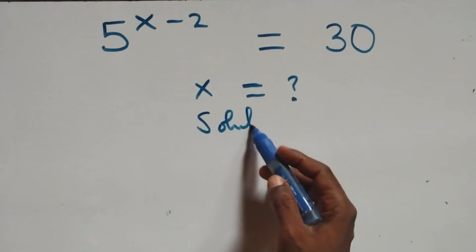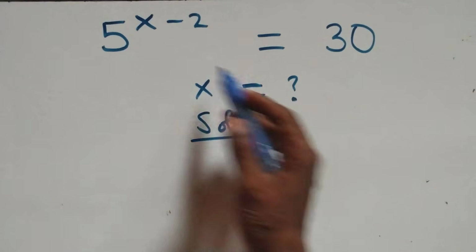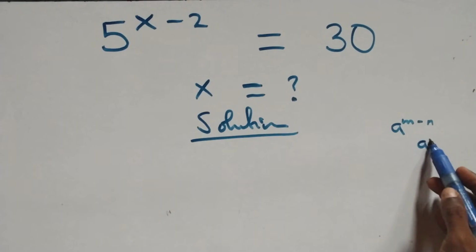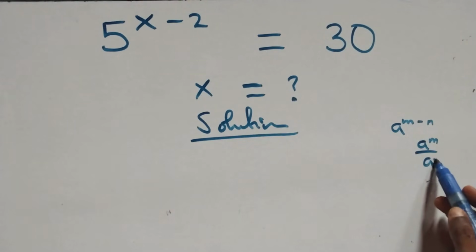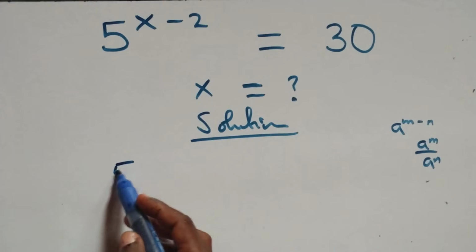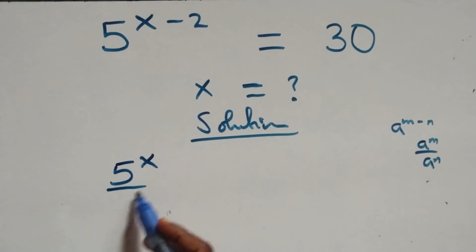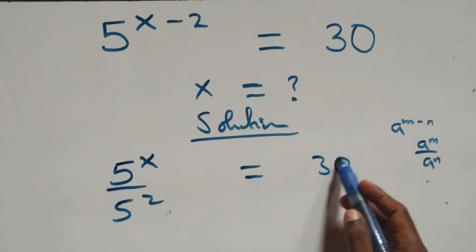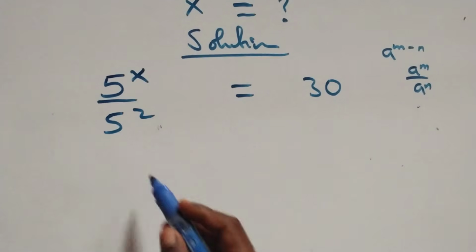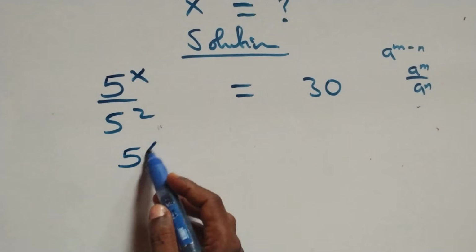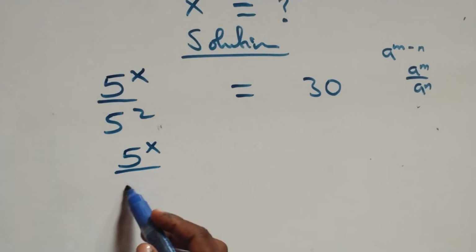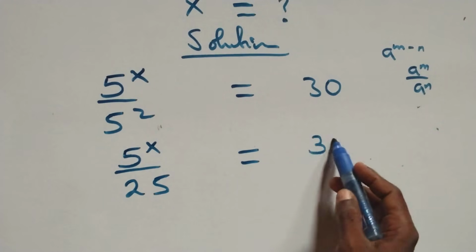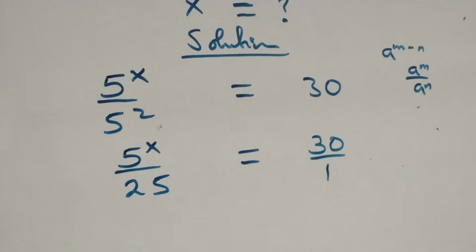Solution from here. From what we have here, this follows when we have a raised to power m minus n, the same thing as a raised to power m over a raised to power n. That is here, we have 5 raised to power x over 5 squared equals 30. The next step, I write it as 5 raised to power x over 5 squared, 5 times 5, that's 25, equals, here we can write this as 30 over 1.